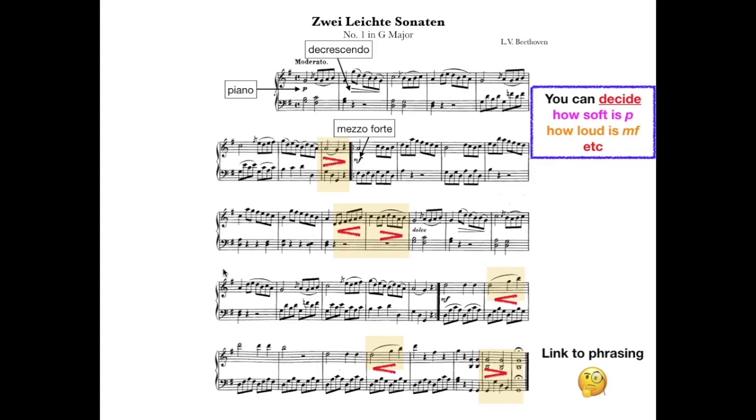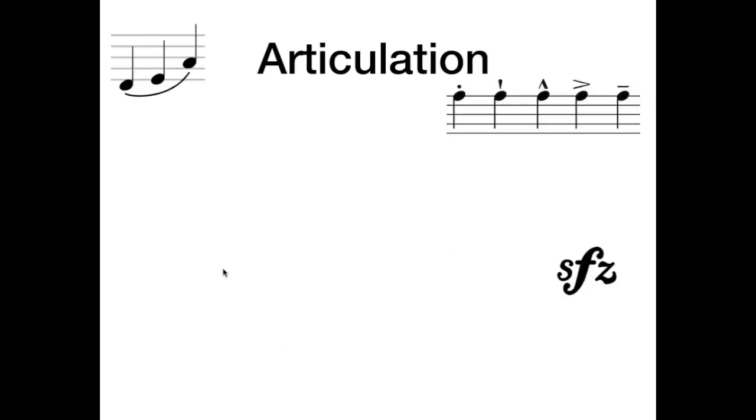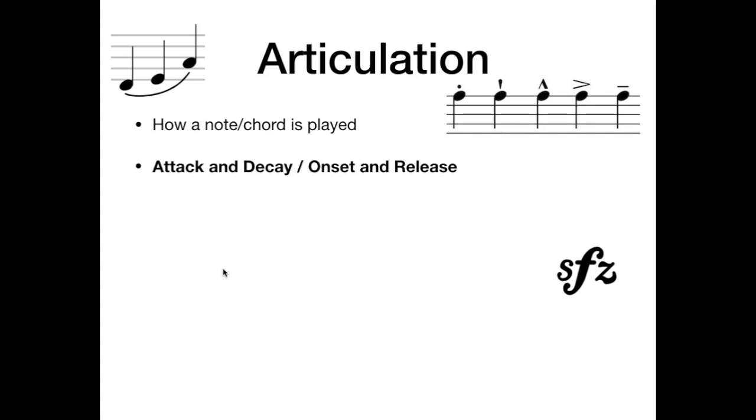Okay, so moving on to our final topic for the day, which is articulation. What is articulation? Articulation is how a note or a chord is actually played. And you can see a few little pictures there of notes and chords being played. We speak about the attack and the decay, or onset and release. So how we start a note, how we end the note. Types of articulation include accents, tenuto, staccato, legato, sforzando, etc. I'll leave it up to you to go and have a bit of research as to what they all mean.